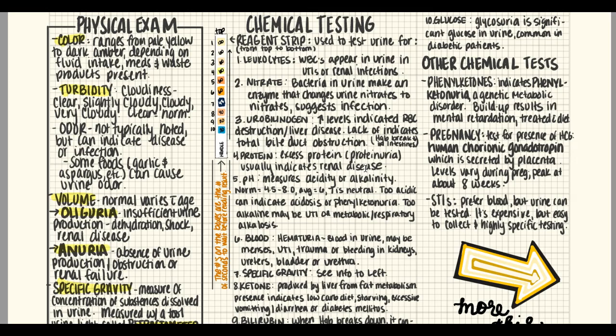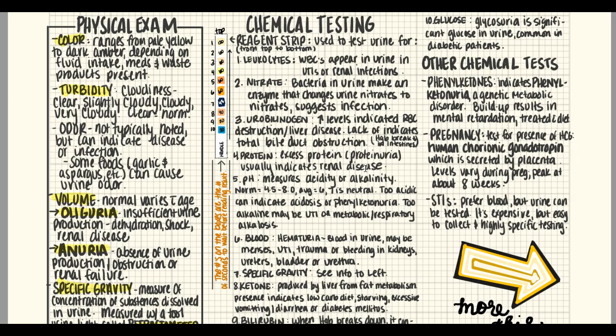If there is blood in the urine, which is box 6, it is hematuria, the medical term for blood in the urine. Could be menstruation, so if it's a female patient, that's always rule number 1, to check to see if they're menstruating. Otherwise, it could indicate a urinary tract infection, some type of trauma or bleeding in the kidneys, the ureters, the bladder, or the urethra. So those are other possible reasons to have blood in the urine.